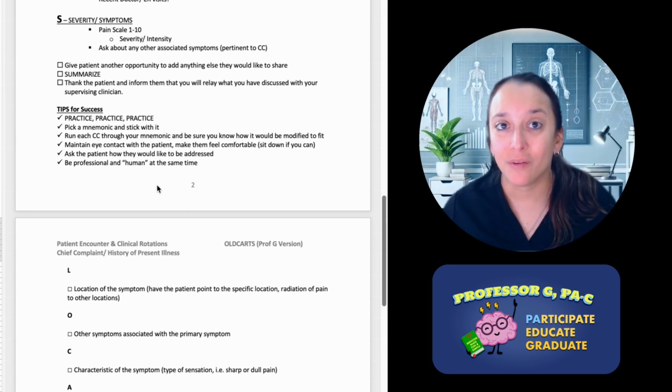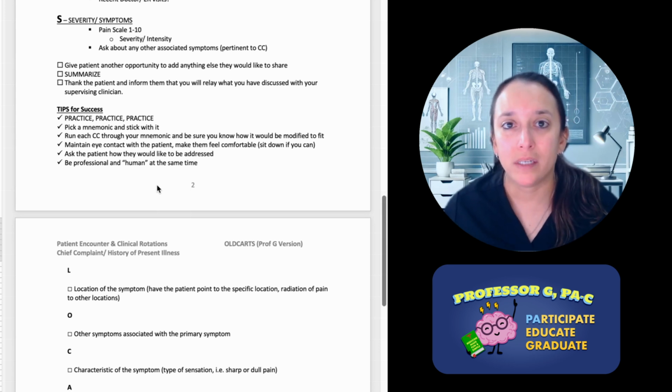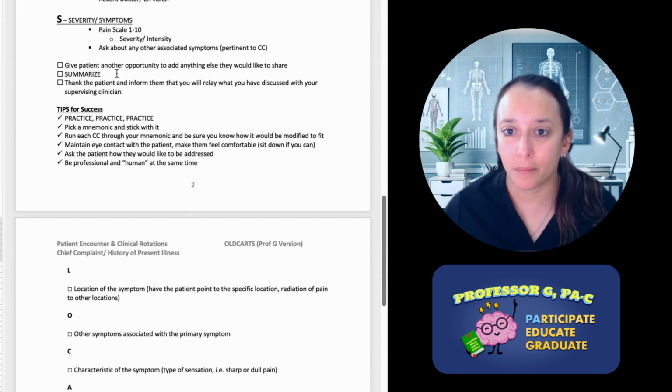I like to try to tackle the main one first and then wait till the end, after I've gathered the information on that, to ask about the extra symptoms. And that's why I like to put it at the end, because then I can ask them about the important associated symptoms based on the chief complaint. Let me give you an example.